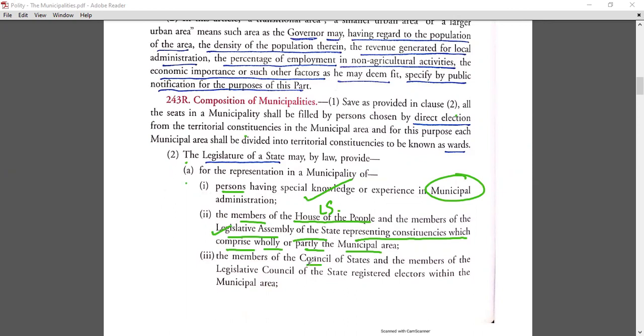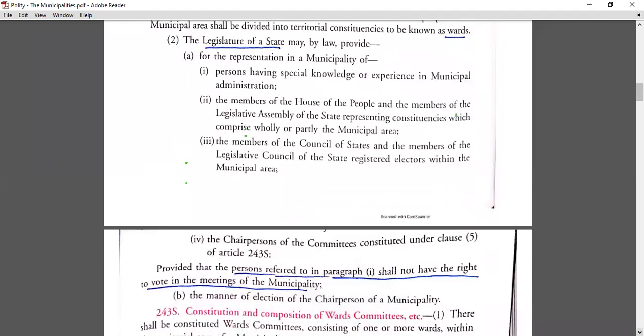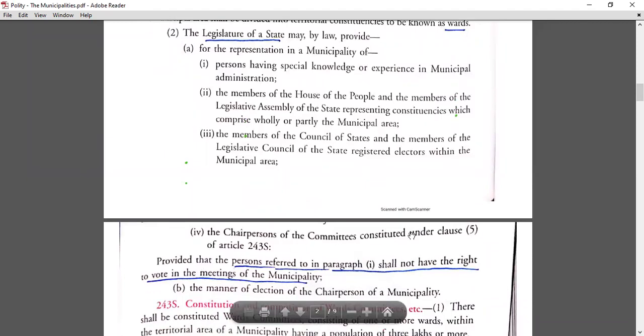Now members of Council of States and members of Legislative Council of the state, registered electors within that municipal area, they can also come. Fine. But it all depends upon the law made by the legislature of the state. Next. Now also the chairperson of the committee constituted under clause 5 of article 243S. This is a separate article. This is the next article. We'll come to know about that.